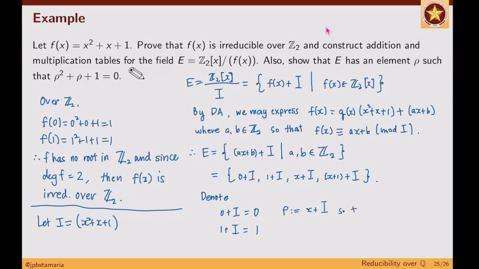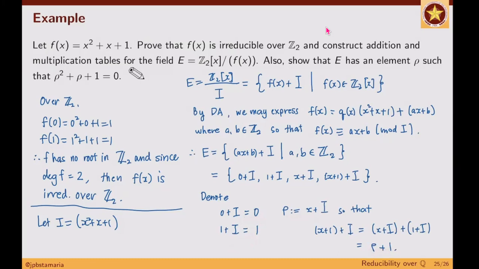So the other element is x plus 1 plus I, because this is the sum, remember, of x plus I plus 1 plus I. So I can write this as rho plus 1, as in my notation. Okay?